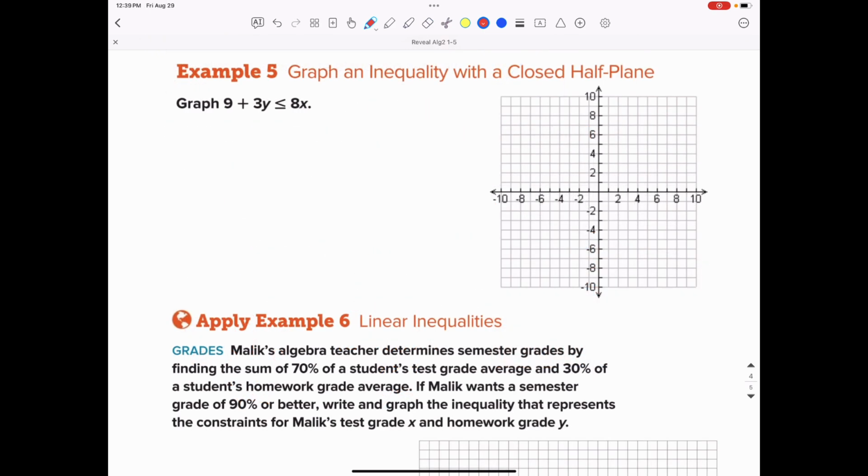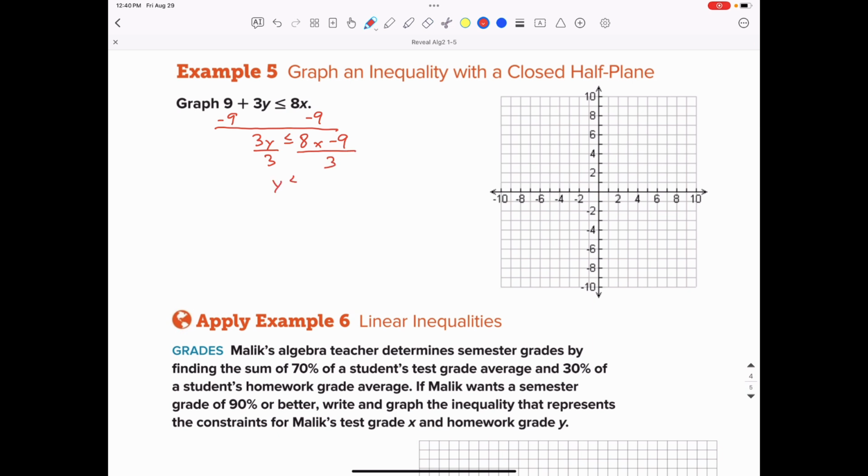Okay, let's look at this one. This is going to graph 9 plus 3y less than or equal to 8x. So we're going to graph the boundary line first. I should solve this for y to put it in slope-intercept form. So I will subtract 9 from both sides. That gives me 3y less than or equal to 8x minus 9. And then divide by 3.